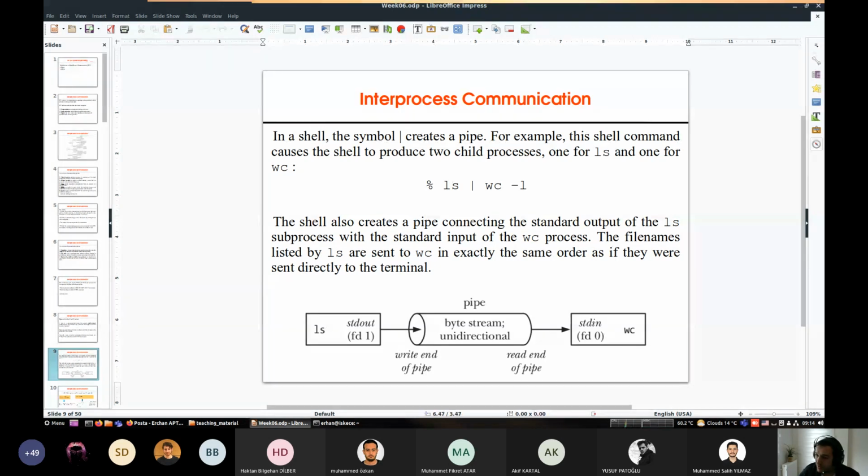So it is no coincidence that this symbol is called a pipe, because it is using behind the scenes a pipe, the pipe IPC mechanism, in order to set up a communication between these two independent processes. We have one process for ls, one process for word count, and we have a pipe connecting the output of the first to the input of the second.